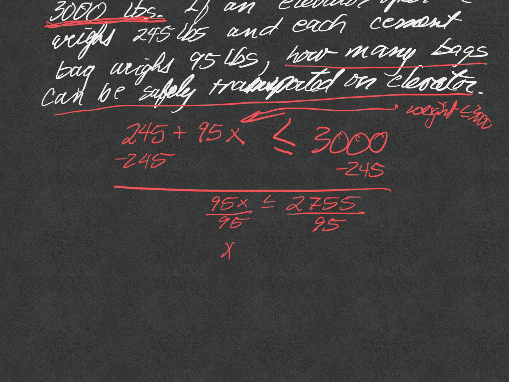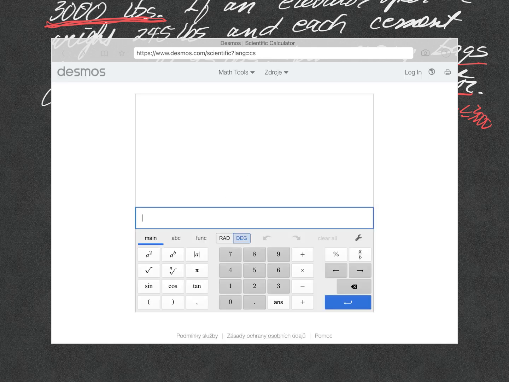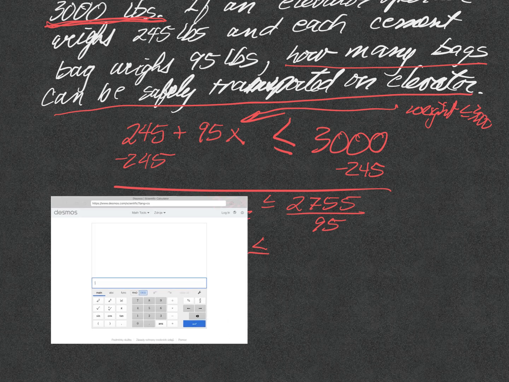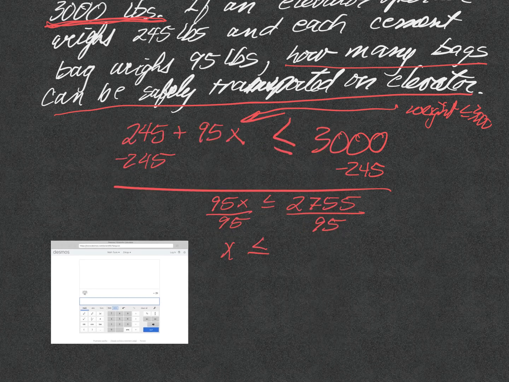And that gives me x is less than or equal to, let me go to the calculator. Why not go to the calculator? So it's 2755 divided by 95. And that is 29 bags of cement. So x is less than or equal to 29.